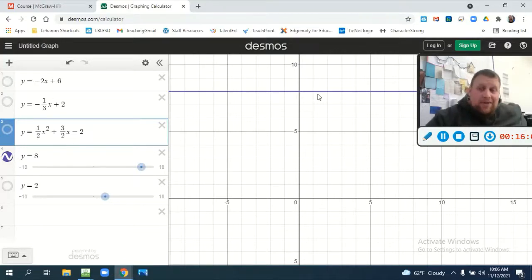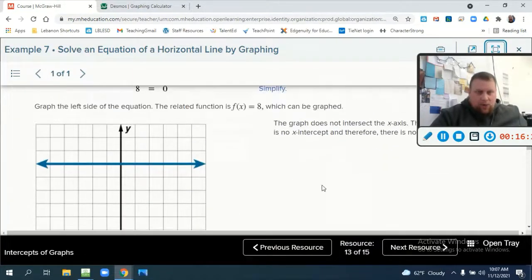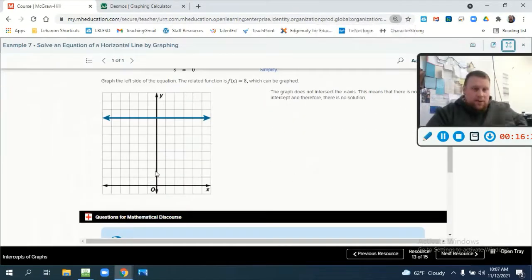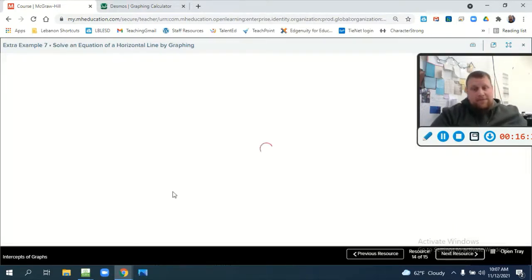So although it does not have a solution, it still has a graph. And it is still a function because it'll pass the vertical line test. So this is the graph of y equals 8. It's just a line that goes through y equals 8 and keeps going left and right. And we see that right down here as well, where if I were to zoom out, we see that this goes up 1, 2, 3, 4, 5, 6, 7, 8, and it's just a horizontal line left and right. So that is solving an equation of a horizontal line by graphing. It has no solution, but it does have a graph.